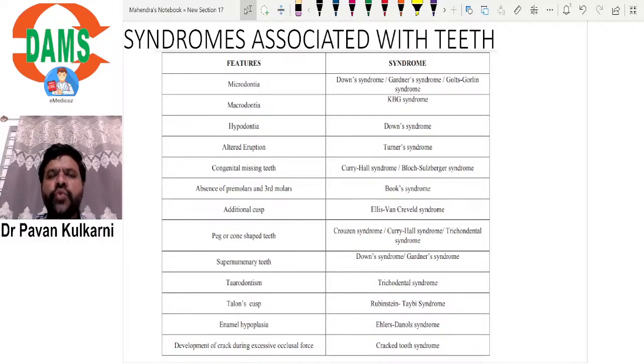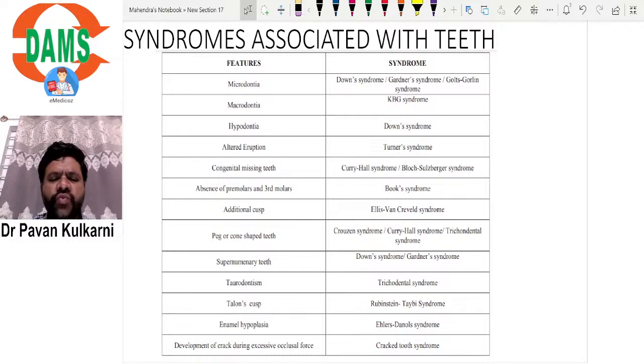Talon's cusp is associated with which syndrome? Rubinstein-Taybi syndrome. What is a syndrome associated with enamel hypoplasia? Ehlers-Danlos syndrome. Very, very important, which is a skin disorder where you can see enamel hypoplasia. Ehlers-Danlos syndrome.